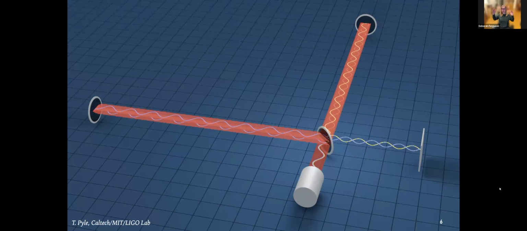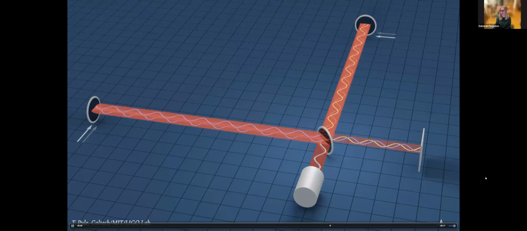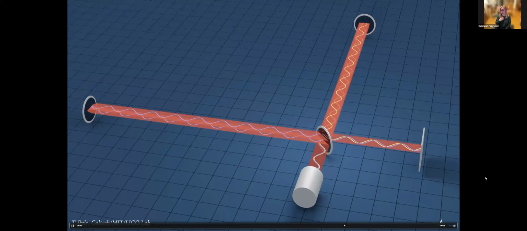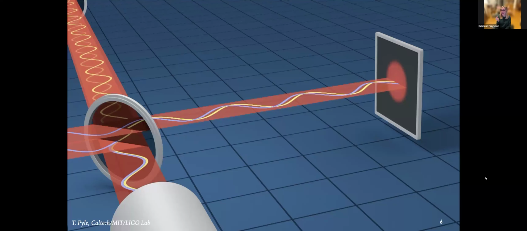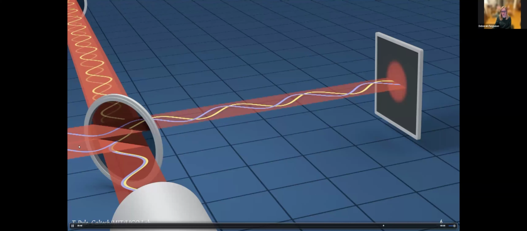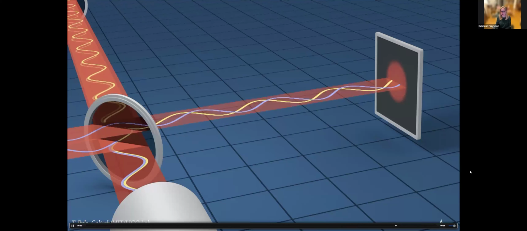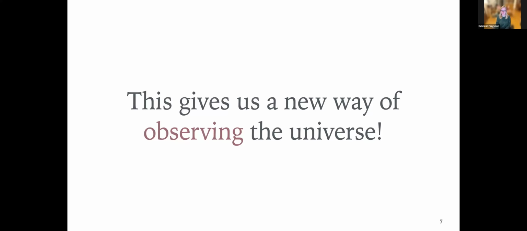Now, when a gravitational wave passes through, it stretches and compresses one arm at a time, causing changes in that interference pattern, showing us light on this detector. And this lets them measure, well, not us, I'm not an experimentalist, but lets them measure extremely tiny changes in distance just by looking at the interference pattern of the light.